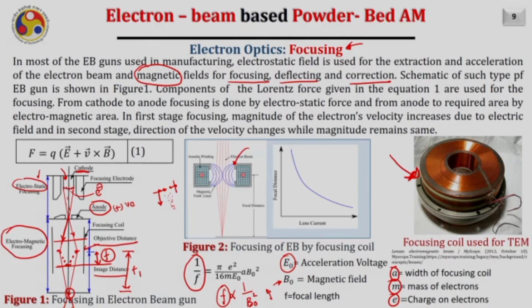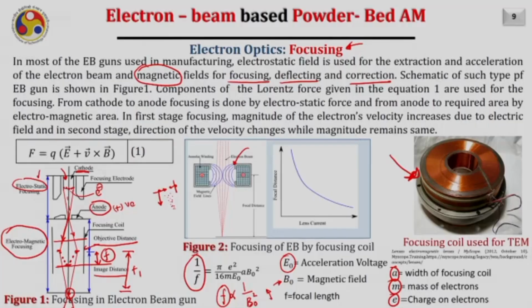Of course, this magnetic field also depends on the current which we are providing into the coil. Therefore, this relation can be considered now for the focal distance. Instead of considering the magnetic field, we can consider the lens current itself, how much current we are supplying, because this current will also be proportional to the magnetic field. Therefore, the focal distance is inversely proportional to I square, and that is what you are seeing here. As the current increases, the focal distance will keep on reducing.